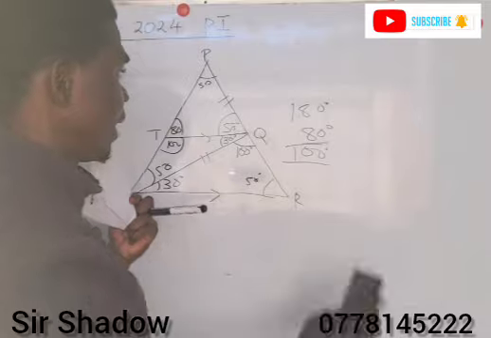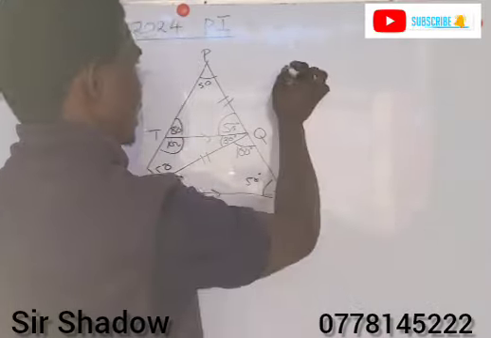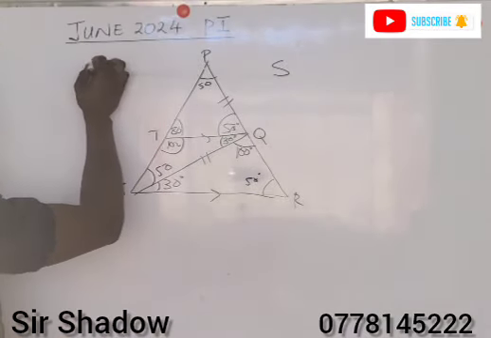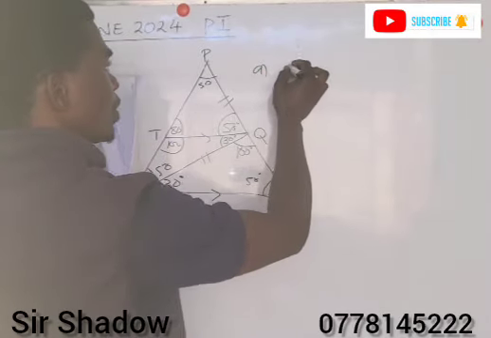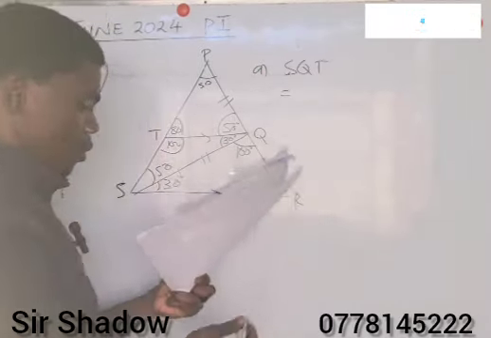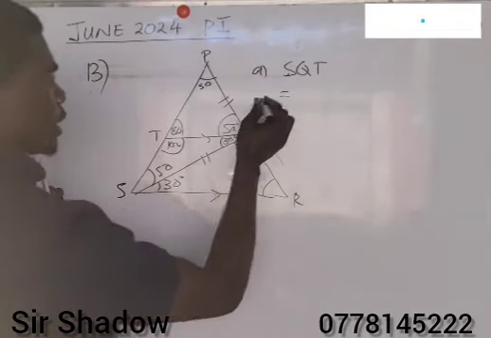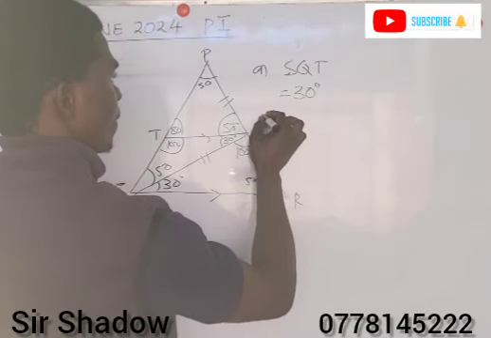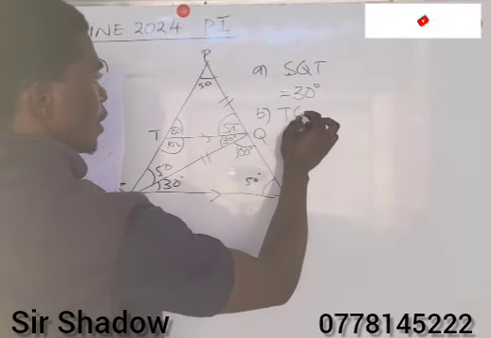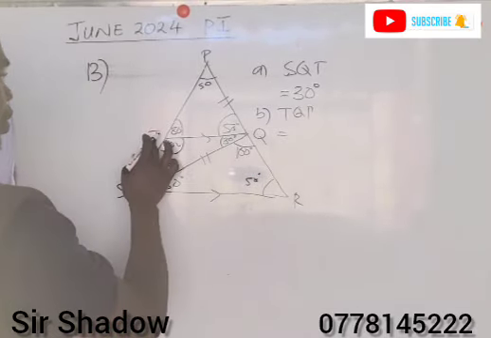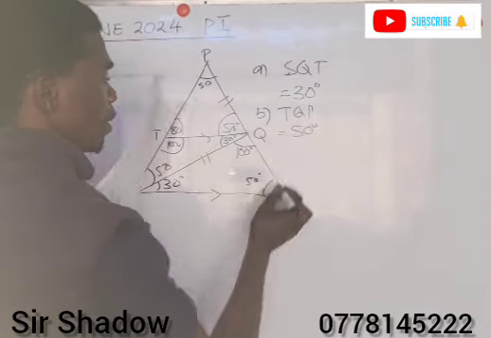As I told you, when you are given a diagram involving angles, we have to fill the diagram first. Then taking the angles, we find the angle we are asked for. This is question number 13. Question A, SQT is 30 degrees. TQP is 50 degrees.